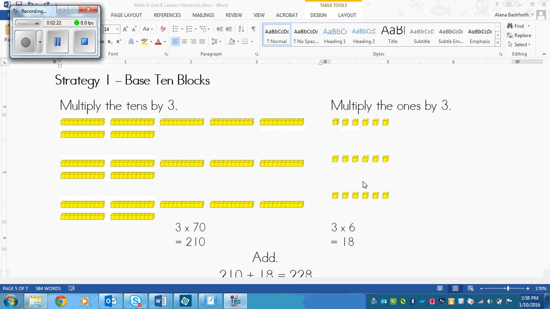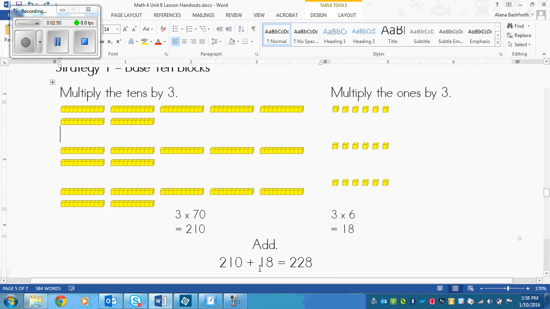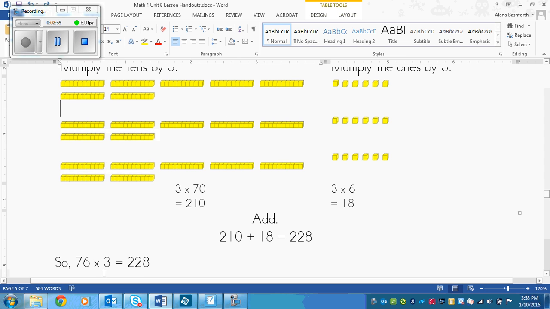And then over here, I would do a very similar thing, multiplying the rows, there's 3 rows, by 6 total. So I would go 3 times 6, and 3 times 6 equals 18, and then I would add these 2 numbers together, 18 plus 210, just like saying this plus this, and that'll give me my answer. So 210 plus 18 equals 228. That would be the same thing as saying 76 times 3 equals 228.